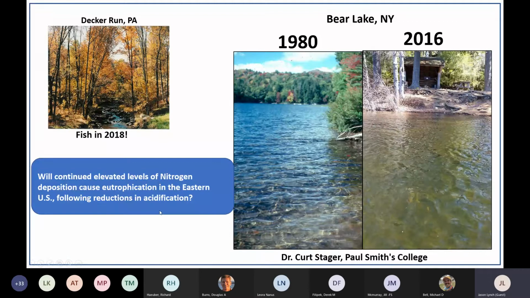And so I think that's one of the concerns I'll leave you with: we've improved it greatly. Hopefully we won't go to the next level to eutrophy, but that's one area of research that we need to continue to focus on. On that, I will end and quit sharing.